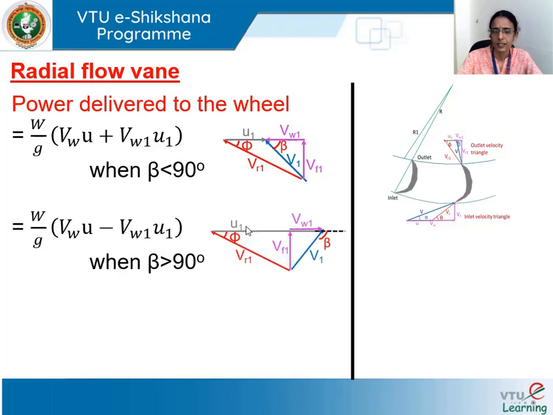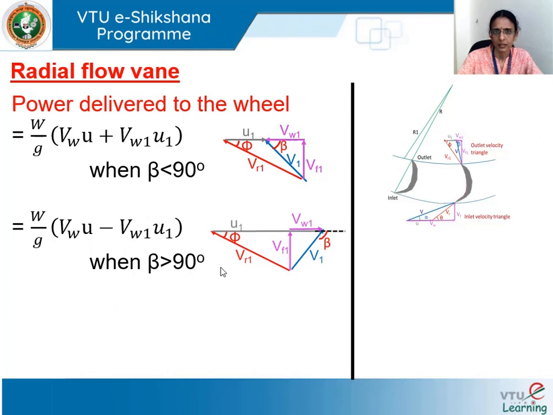Let us see the case when beta is greater than 90 degrees. When beta is greater than 90 degrees, this velocity triangle takes the form like this. V1 will be towards the right, and therefore the component of V1 along the tangential direction will be along the positive x direction, or VW1 changes its direction, and accordingly the sign of VW1 in this expression also changes. Therefore, instead of plus VW1, it now becomes minus VW1.